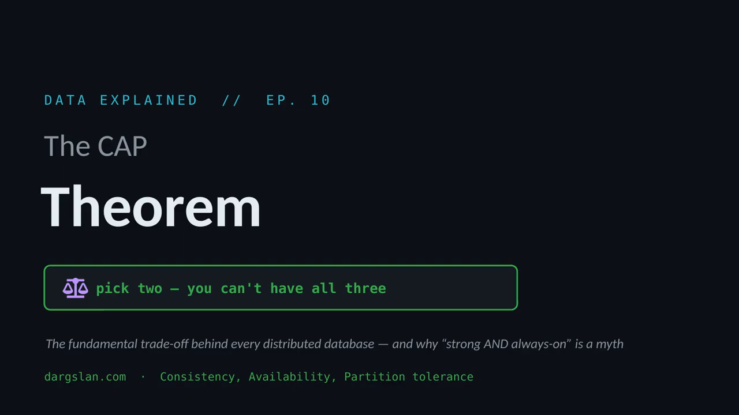In this episode, we're tackling one of the most quoted and most misunderstood ideas in distributed systems, the CAP Theorem. It's the rule behind every distributed database design, and it tells us something uncomfortable. When it comes to consistency, availability, and partition tolerance, you only get to pick two. The idea of a system that's both strongly consistent and always available. That's a myth, and we're about to see why.